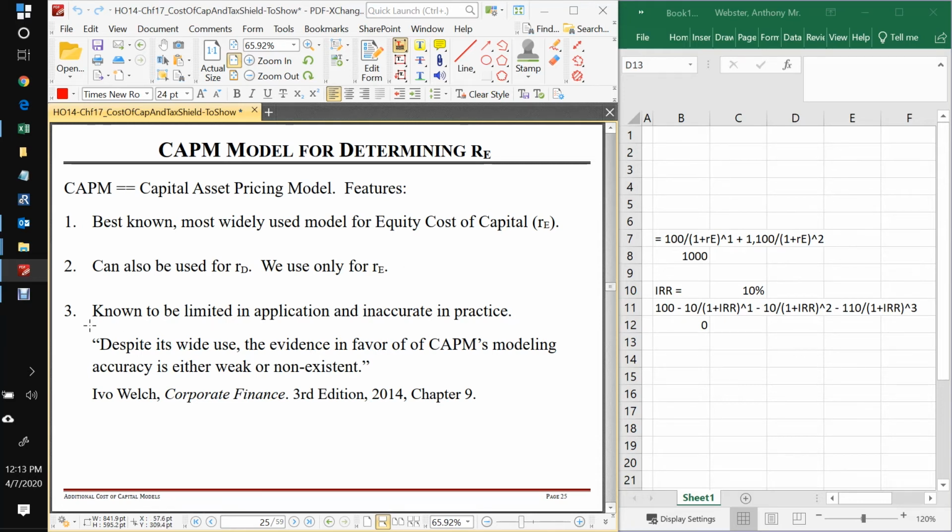Another very important thing about this model is that it's known to be limited in its accurate application and generally inaccurate. Here are a couple of good quotes explaining this. This is from Ivo Welch, who has an awesome corporate finance book. He's from UCLA, and this is an MBA level book, but it's really great. And he says, among other things about CAPM, despite its wide use, the evidence in favor of CAPM's modeling accuracy is either weak or non-existent. And this is so sad. But I tend to agree with him.